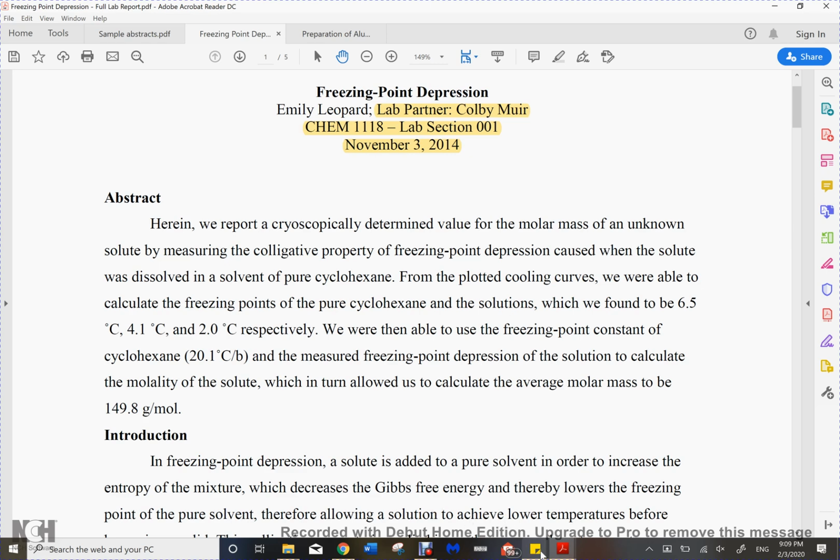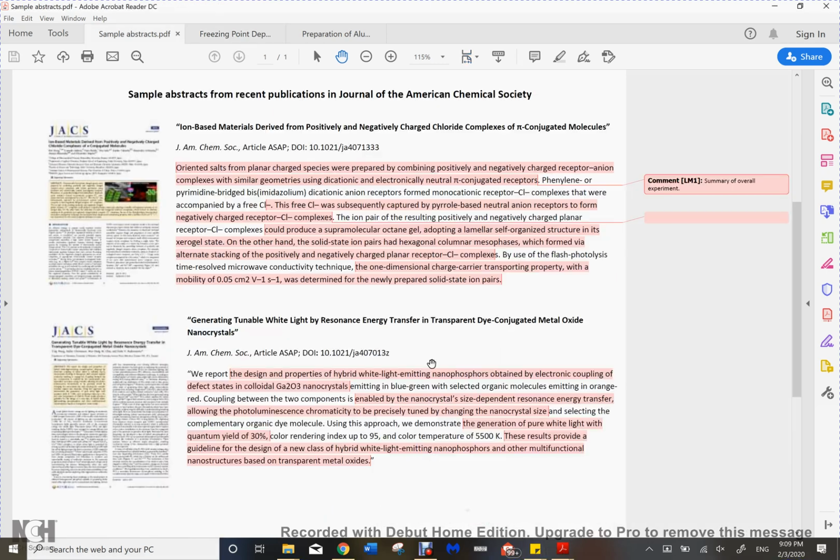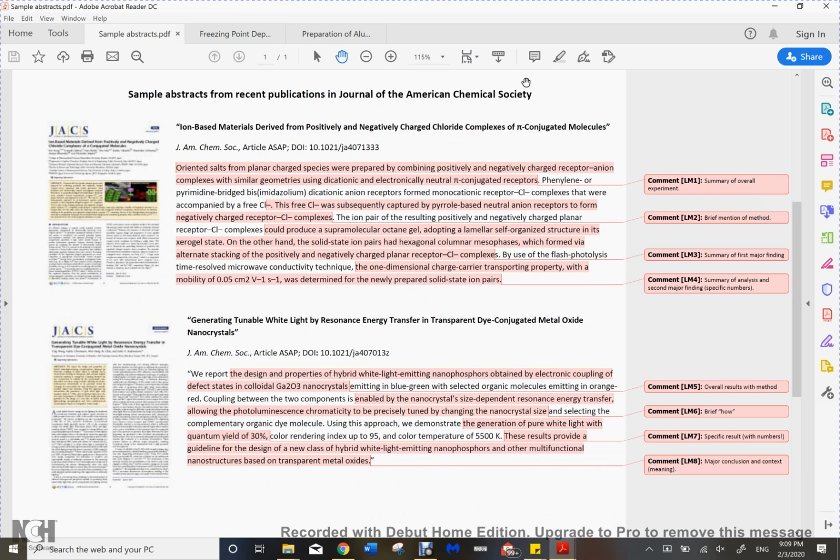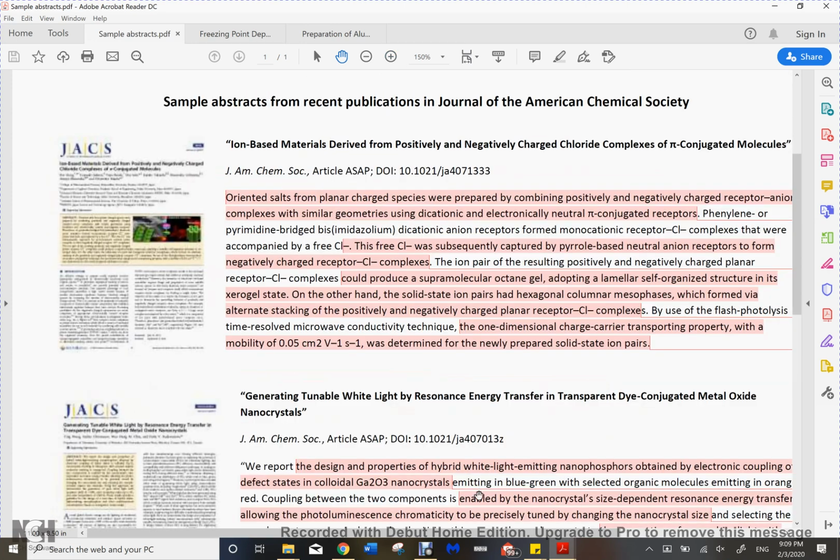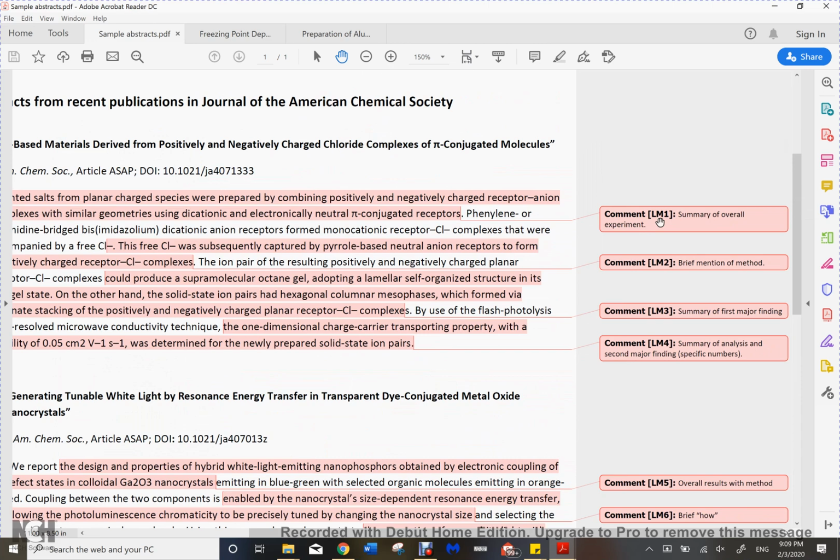Okay. And so what I'm going to do is show you a few sample abstracts that have been marked up here. Okay. And what I'd like you to focus in on are these comments to the side. So let me zoom in here. So the way your abstract starts off is you have a summary of just the overall experiment. Then you'll briefly mention the methods that were used. And finally, summarize whatever findings you had. So overall goal, briefly mention the method or technique that was used, and then summarize the different findings.